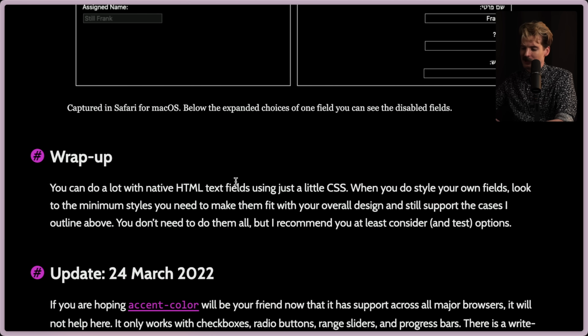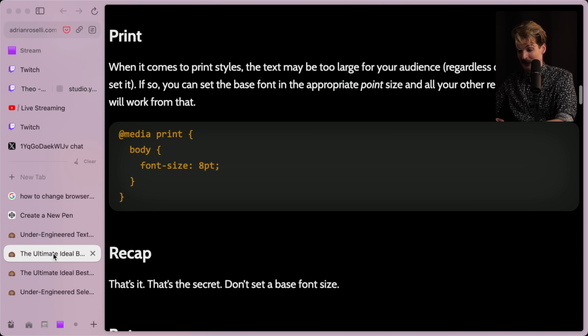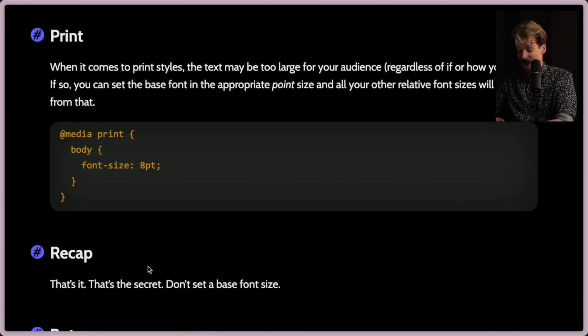Even print styles, if you're printing the page, making sure it looks good when you do that. Whew. Custom dark mode styles, everything you need to do this right. You do a lot with native HTML text fields using just a little CSS. When you do style your own fields, look to the minimum styles you need to make them fit with your overall design and still support the cases I outlined above. You don't need to do them all, but I recommend that you at least consider and test your options. Phenomenal. I totally agree. And yeah, if this person knows that much about doing this right, then maybe, just maybe, I need to make some changes.